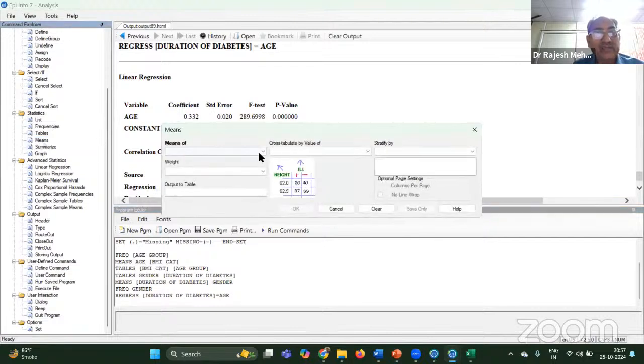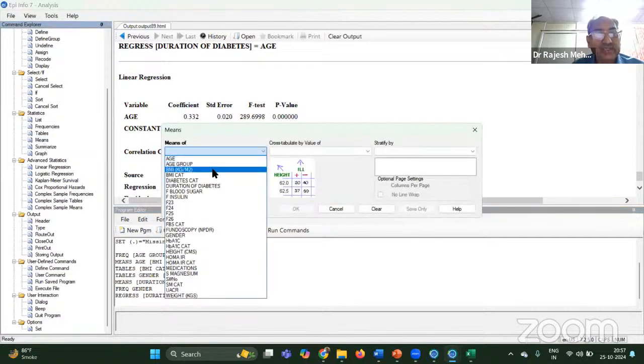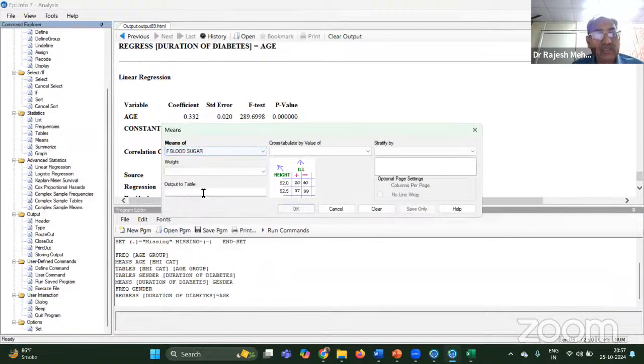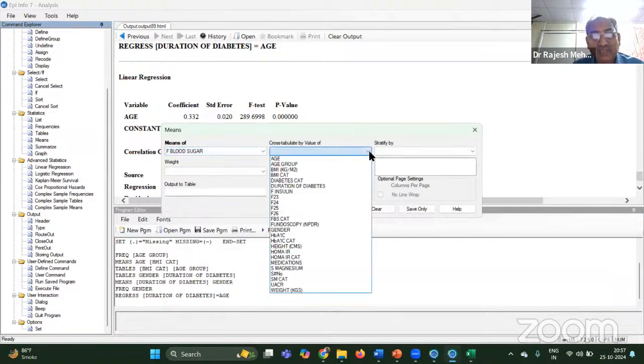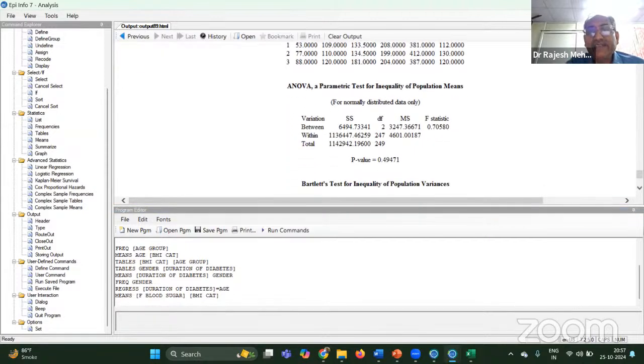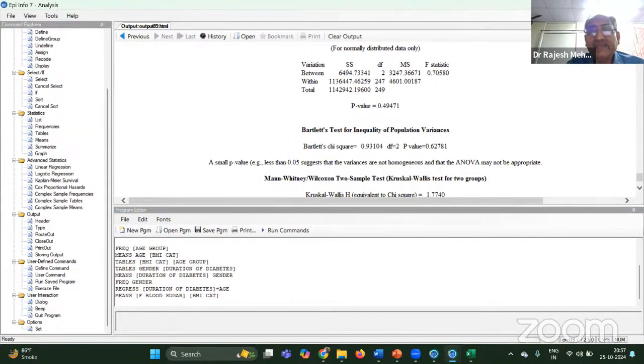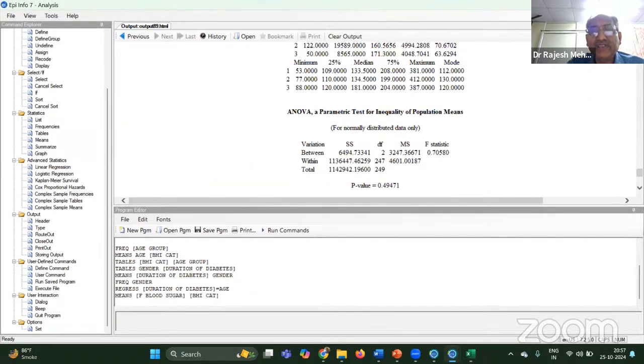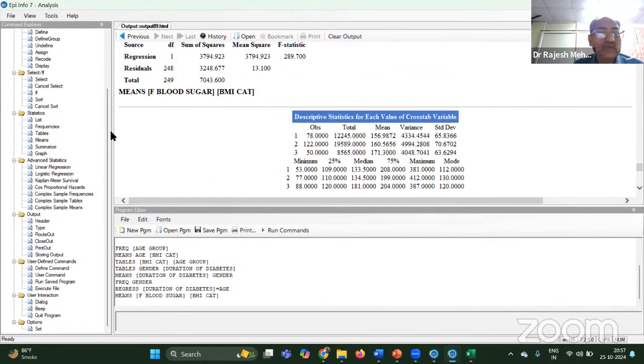And again, you can have means of blood sugar versus BMI category. So mean blood sugar is higher in category 3, and then 1 and 2. This is clearly seen. And this is higher, but if you look at the p value, it is not significant, right? So this is how we can do the analysis.